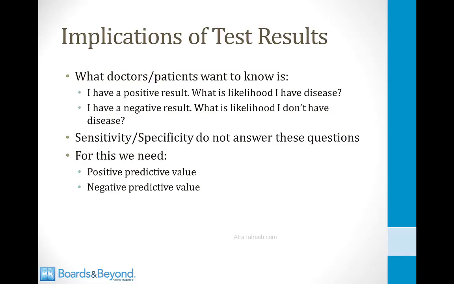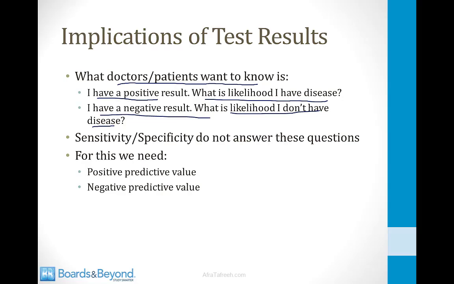In the module on sensitivity and specificity, I talked about diagnostic tests and choosing cut points for which patients would be declared positive or negative. In this module, we're going to talk about something different. What doctors and patients want to know from a diagnostic test is, I have a positive result, what's the likelihood that I have disease? Or conversely, I have a negative result, what's the likelihood that I don't have disease?